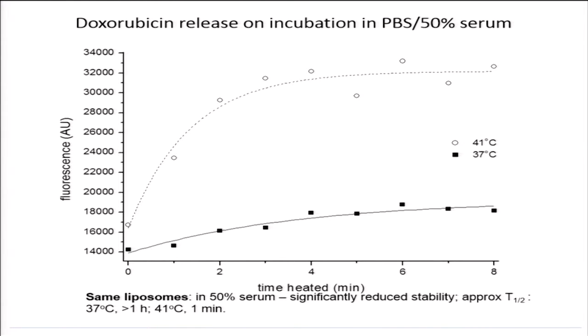We obtained the doxorubicin release with incubation. Here we have 50% serum. We can see the release. We can see some ligands. This is a little bit more than the topotecan, but I'm sure that there are methods to be controlled.